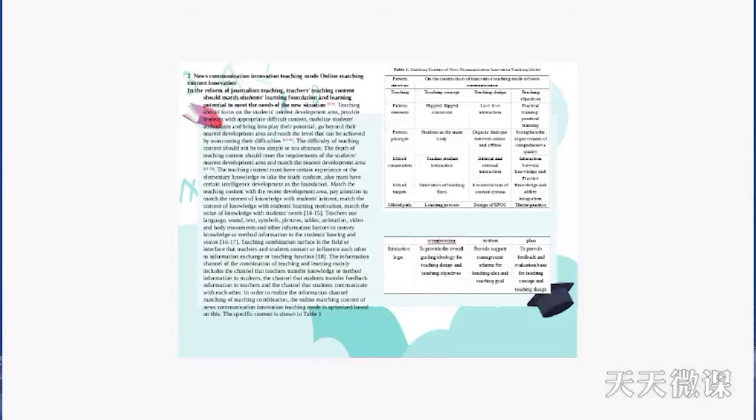In order to realize the information channel matching of teaching combination, the online matching content of the news communication innovation teaching mode is optimized based on this. The specific content is shown in Table 1.